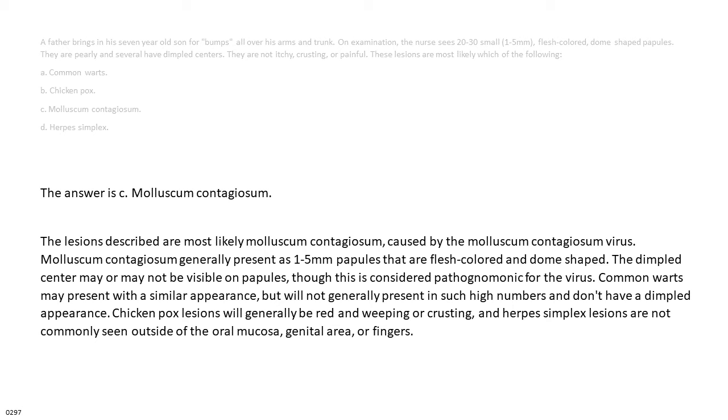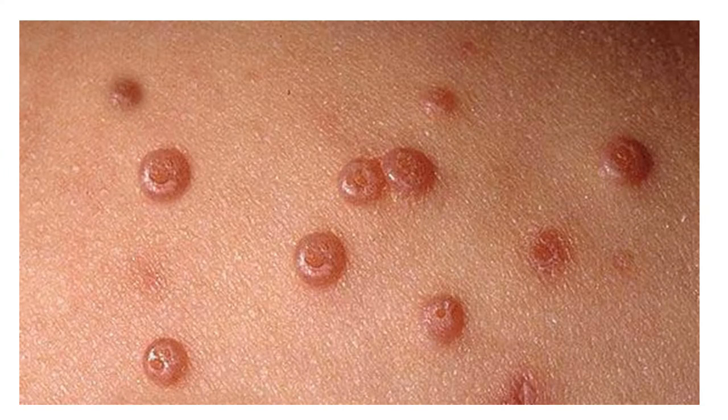Common warts may present with a similar appearance, but will not generally present in such high numbers and don't have a dimpled appearance. Chicken pox lesions will generally be red and weeping or crusting, and herpes simplex lesions are not commonly seen outside of the oral mucosa, genital area, or fingers.